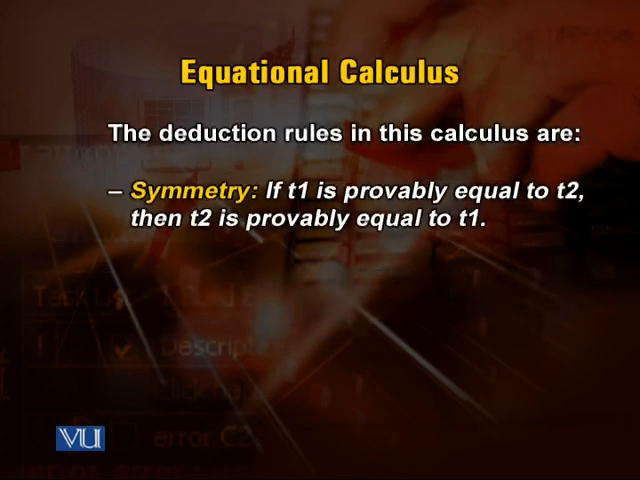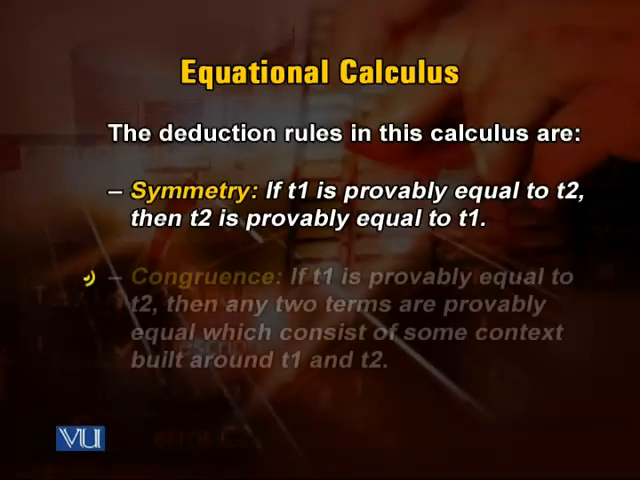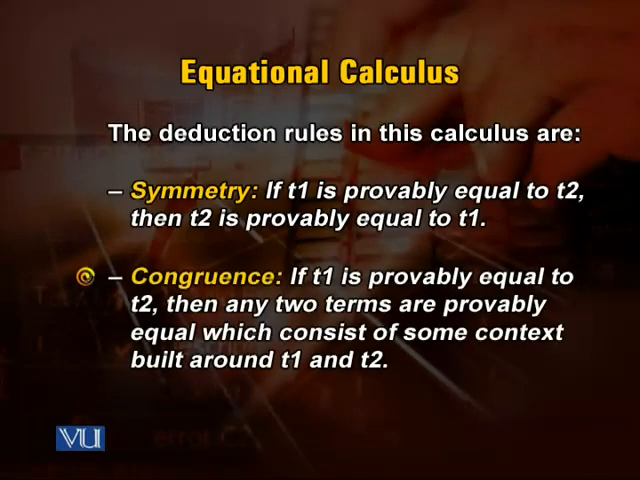Then symmetry. If t1 is provably equal to t2, then t2 is provably equal to t1. And finally, congruence. If t1 is provably equal to t2, then any two terms are provably equal which consist of some context built around t1 and t2. So equational calculus, very simply replacing or equating equals with equals.